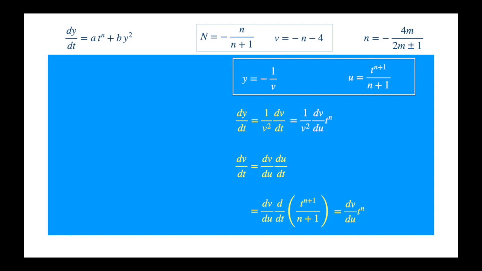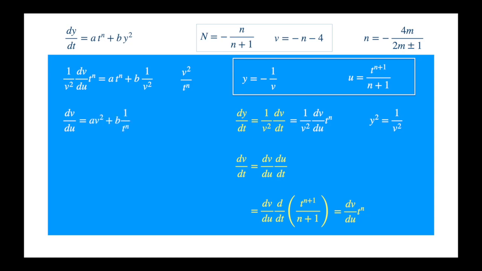We need y squared as well, which is easy because y is just minus 1 divided by v. We can now substitute these into the Riccati equation. We left t to the power n as it is for now. We will deal with it and more. Now multiply through by v squared divided by t to the power n.